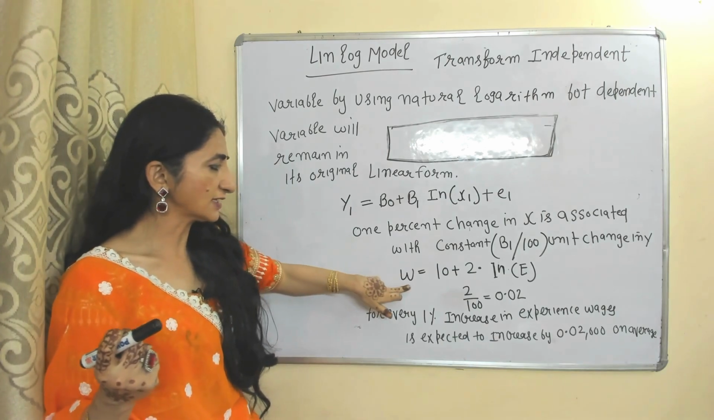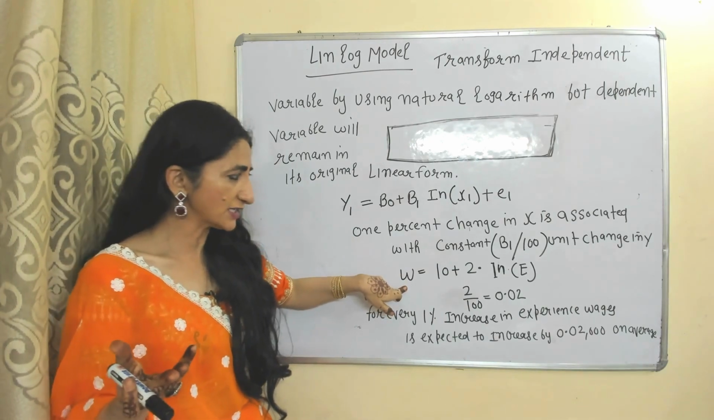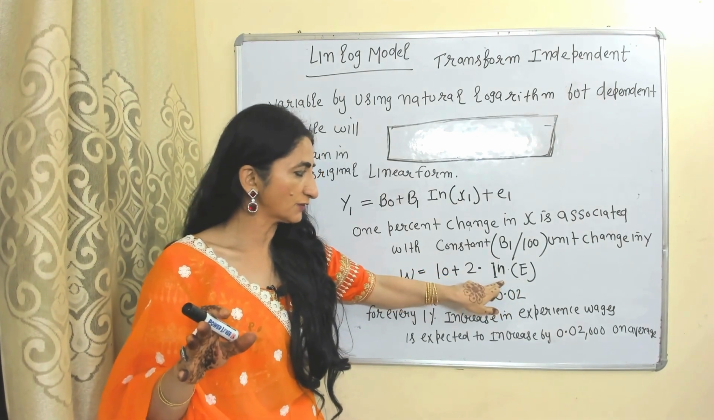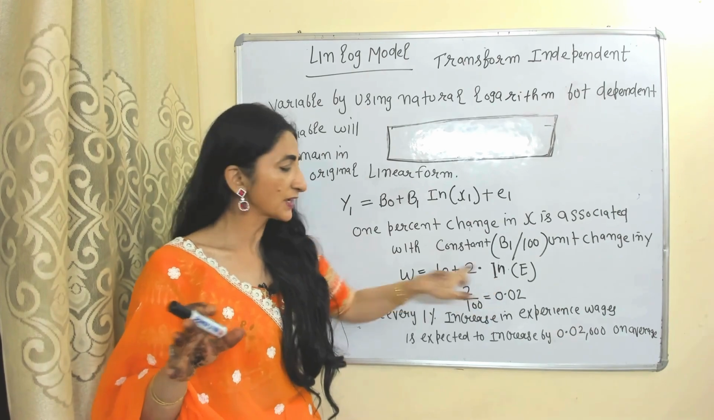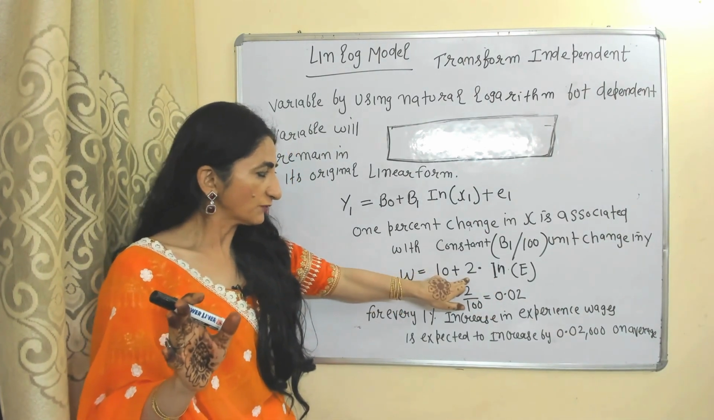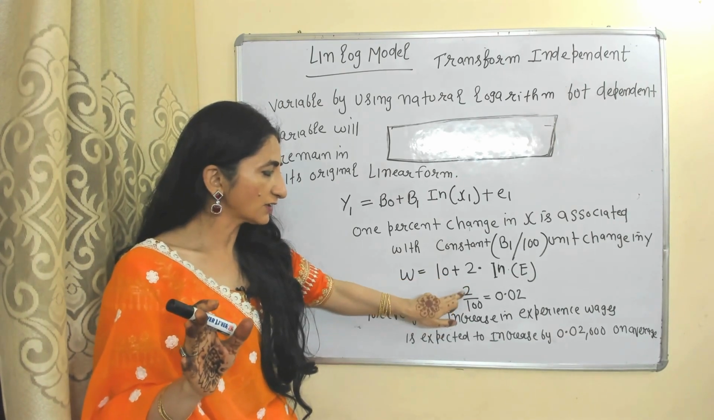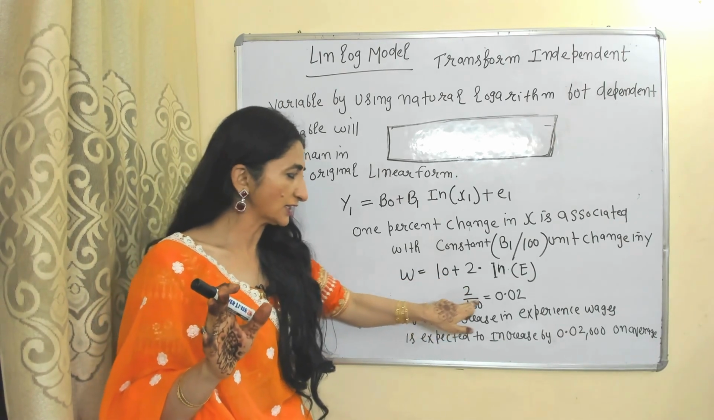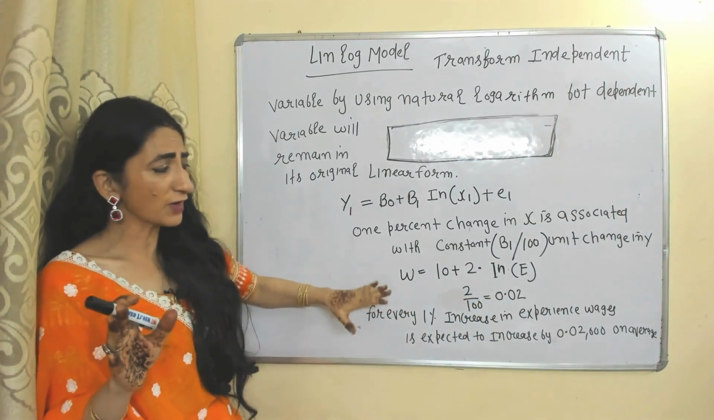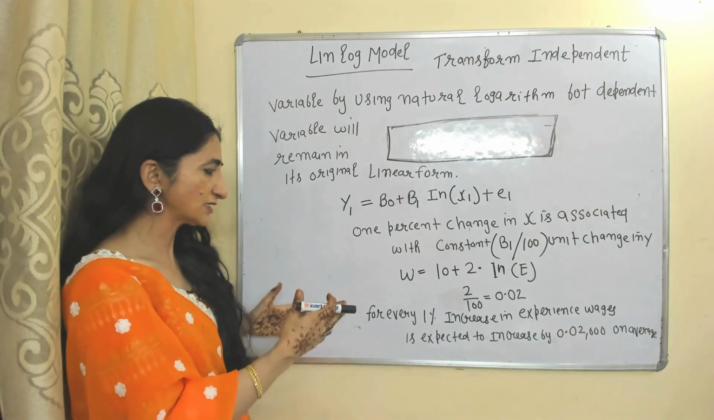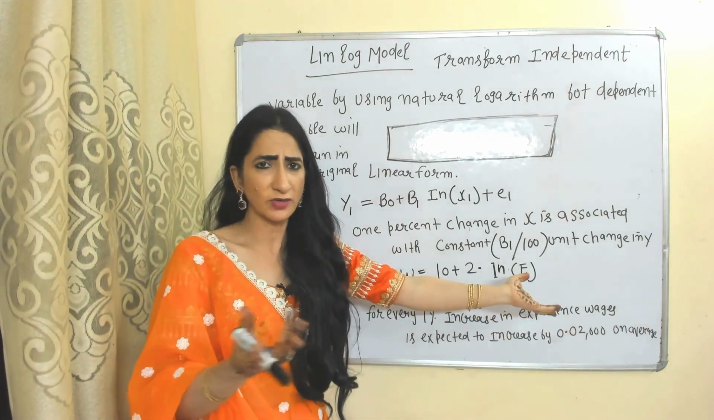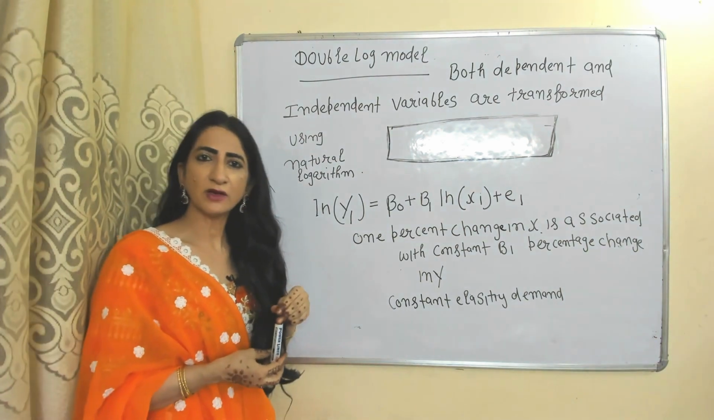Here you can see W is the dependent variable, wages, and education is the independent variable. We transformed our independent variable by using the natural logarithm, but the dependent variable is in original linear form. The coefficient is 2, we divide our coefficient by 100, it becomes equal to 0.02. That means for every 1% increase in experience, wages are expected to increase by 0.02 on average.